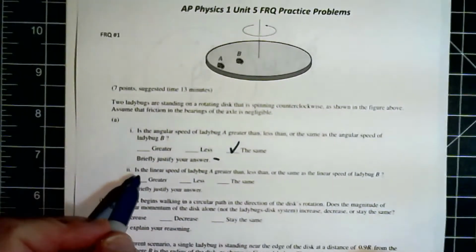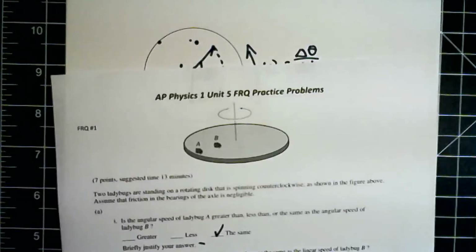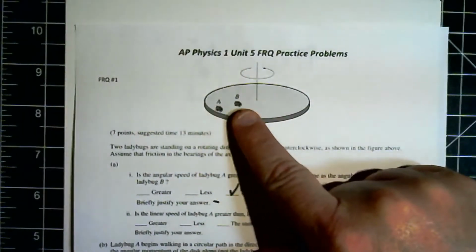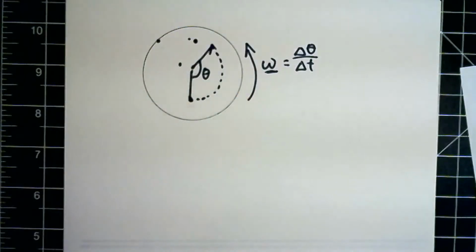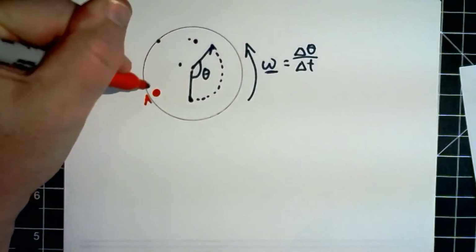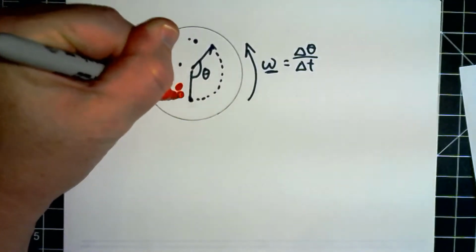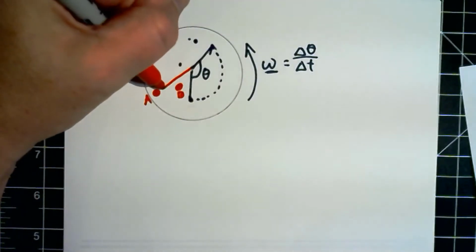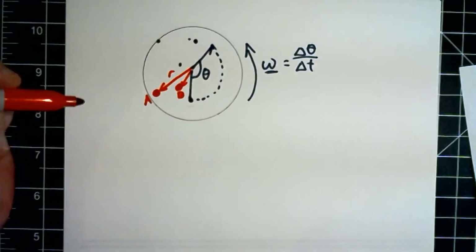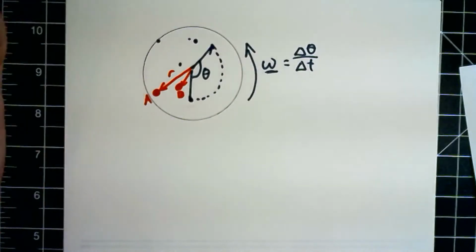Question II, is the linear speed of ladybug A greater than, less than, or the same? Well, in this case, ladybug A is further away than ladybug B. If I looked at it like this, let's say that here's ladybug A right here, and then here's ladybug B, which is a little bit closer. Because ladybug A is at a further distance away than ladybug B, you could conclude that ladybug A is going to rotate farther or faster.